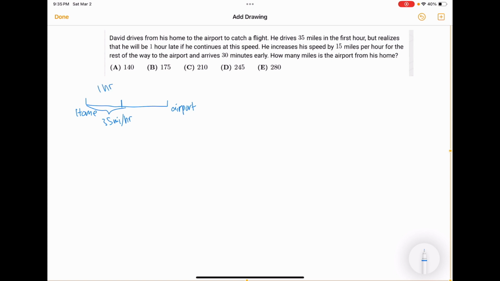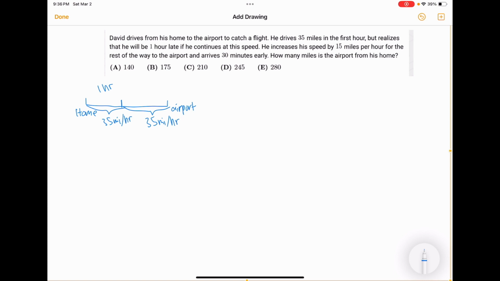So this is 1 hour, and then this is the rest of the way. He realizes that he will be 1 hour late if he continues at this speed. So that means the speed for the rest of the way is also 35 miles per hour.